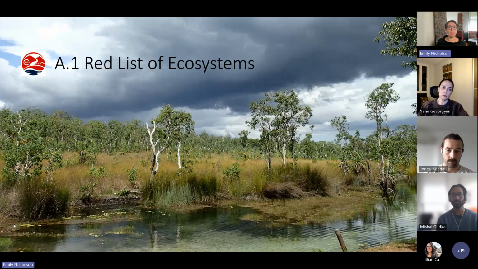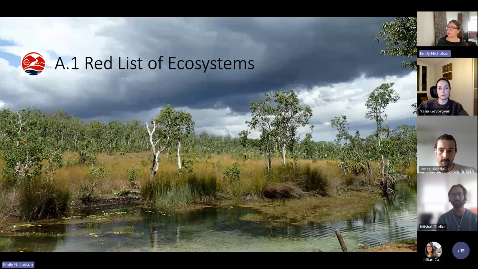Okay, so that's my first introduction on the global ecosystem typology and the need for a consistent approach across the framework. I'm now going to move on to headline indicator A1, the red list of ecosystems, and briefly introduce that as part of this series on the monitoring framework. I won't pause for questions now, but I'll come back to those at the end and try and answer them during the time that the panelists are speaking.